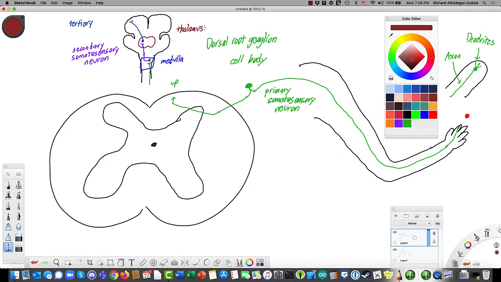Where it synapses onto the tertiary neuron, which heads up to the cortex. So that is one of these somatic afferent pathways, this is the pathway that would carry most of your touch information. There are a couple of variations on this. For example, some of the neurons carrying crude touch or pain follow a slightly different pathway. Let me just sketch that one in here for a moment.